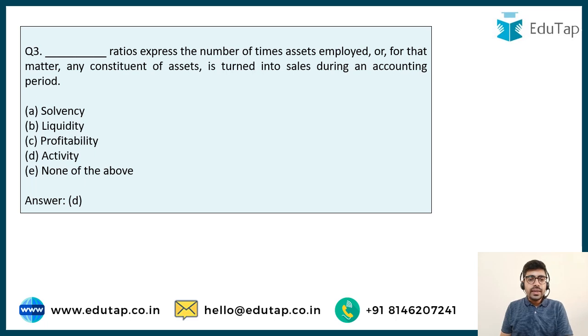So now we can easily answer this question: activity or turnover ratios are the ones which tell you how effectively you are utilizing the assets. So that's why the answer is going to be option number D.